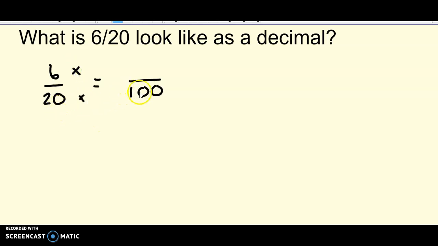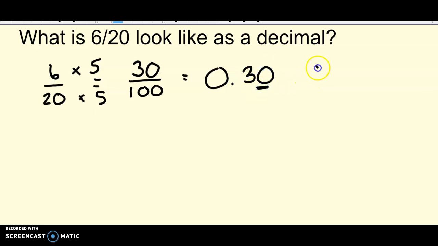Well, 20 times what will give us 100? 5. So we have to do it to the top as well. There's a basic fact giving us 30. 30/100ths is a decimal. 0.30, and then the hundredths. You could certainly say it's 3/10. They mean the same. They're equal as well.